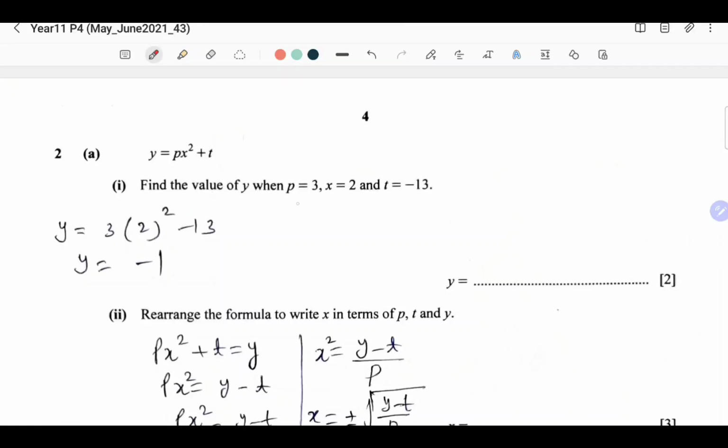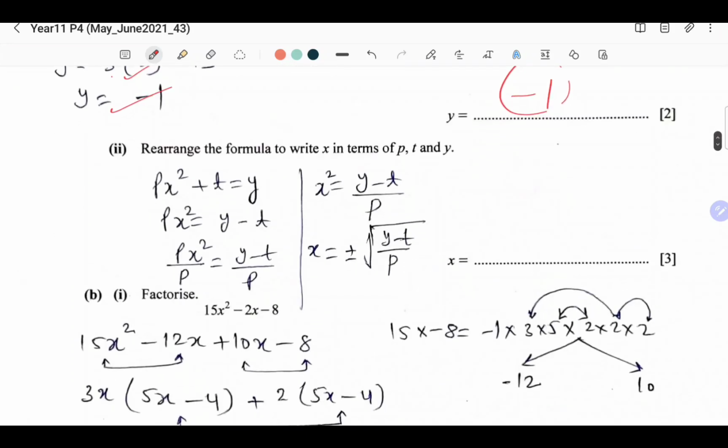Find the value of y when p is 3, x is 2 and t is minus 13. So p is 3, x is 2, so 2 squared. t is minus 13. Just calculate, you will get minus 1. That's very simple. Now rearrange the formula.